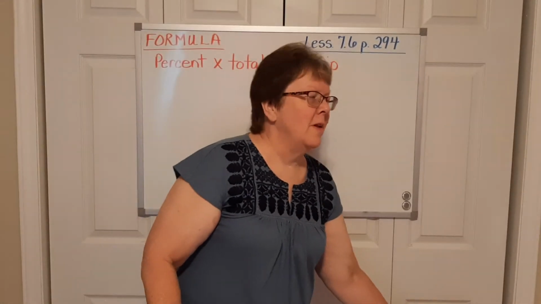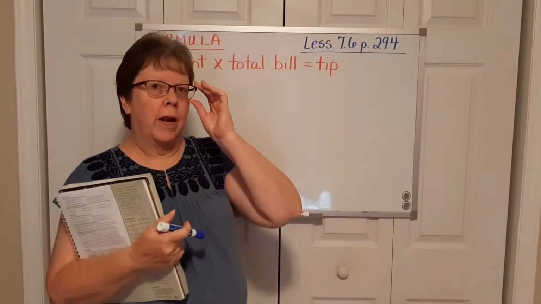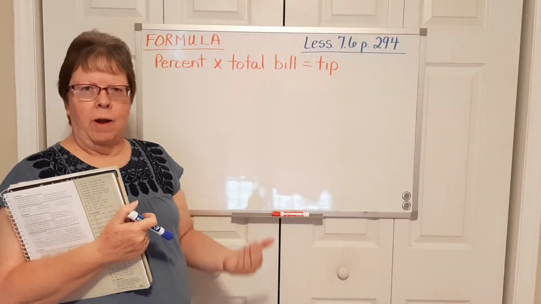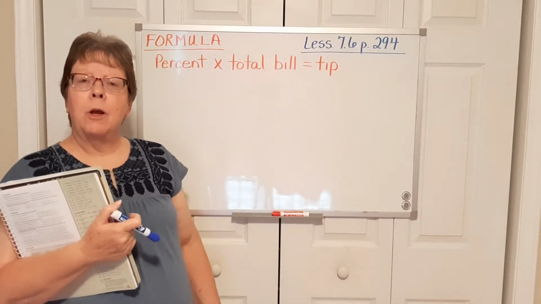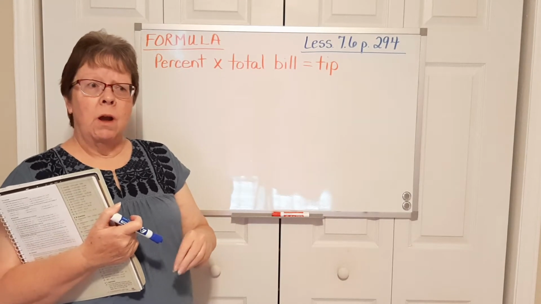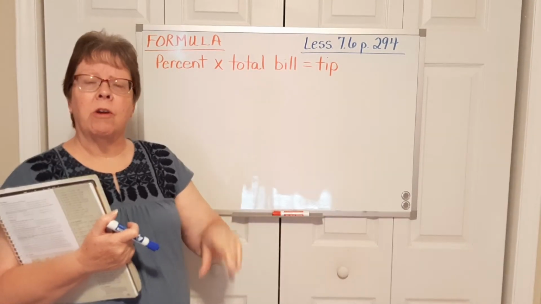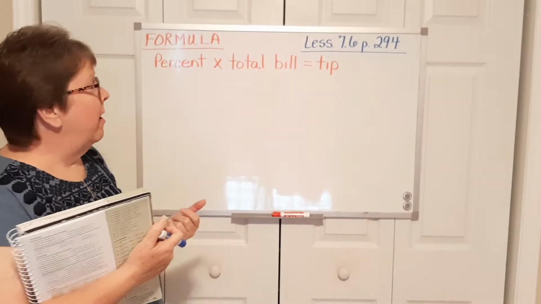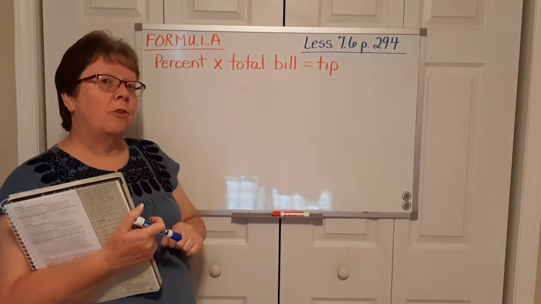Hello, pre-algebra students. Today we're finishing up lesson 7.6 on page 294, and we're going to be talking about tips. Like if you go out to eat at a restaurant with your family, mom and dad probably leave a tip on the table. They leave money on the table, or they put extra money on their credit card or their debit card, if the waitress gave them really great service. Okay, and we're going to find out today how to find the amount of the tip.